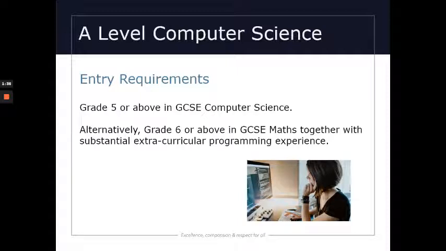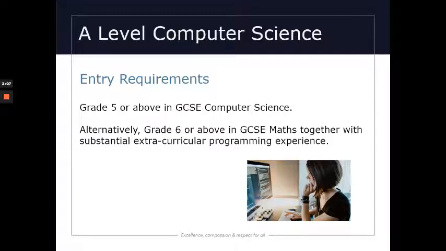So the entry requirements for computer science, we're looking for a grade 5 or above in GCSE computer science, or alternatively if you've got a grade 6 or above in GCSE maths, together with some experience of coding. Perhaps you've developed your own games in a text-based language or something like that. Perhaps you've built your own computers and those sort of things, your gaming computers. But we are looking for a considerable amount of programming experience, because that will be difficult to catch up if you've done none before.